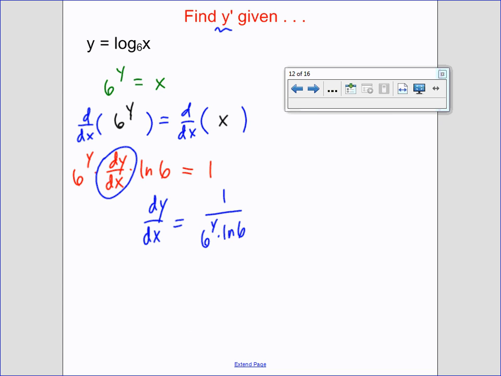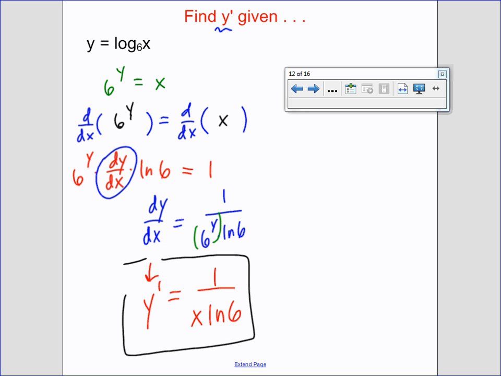But what do we know? Well, we know that 6 to the y is equivalent to x because Jake told us so. So my final answer, if dy dx is y prime, would be given by 1 over x ln 6. That's pretty sweet, but I had to use the chain rule there.